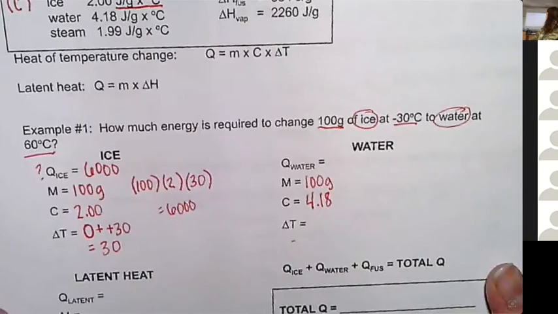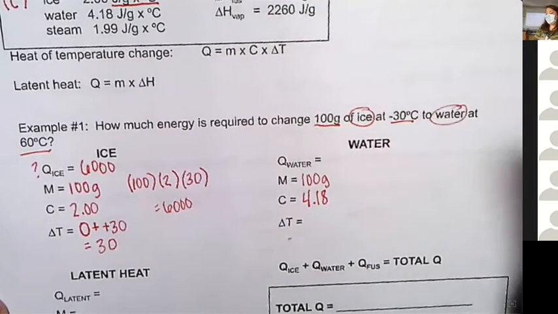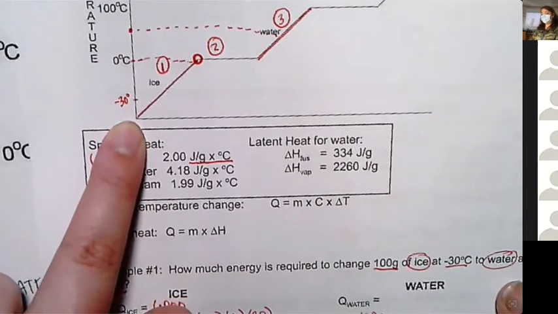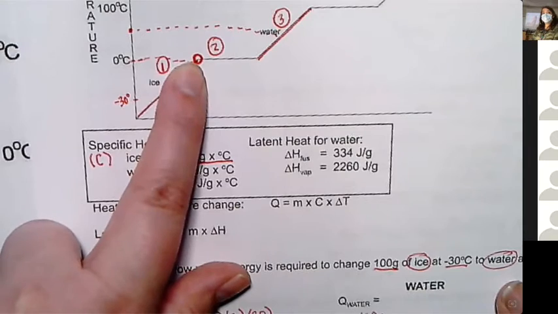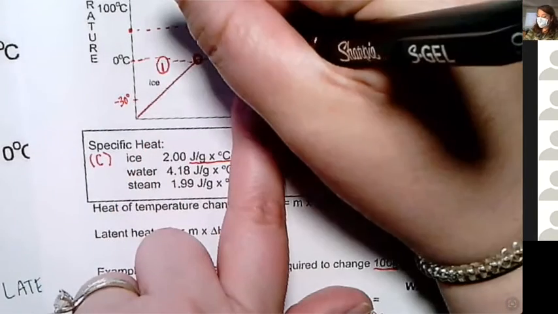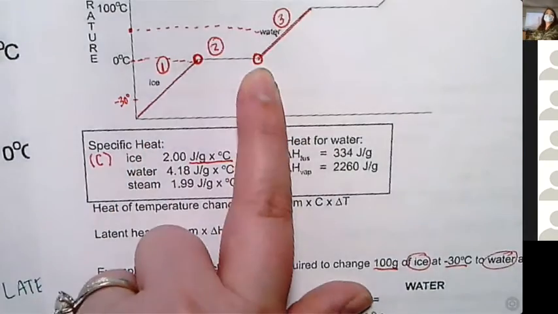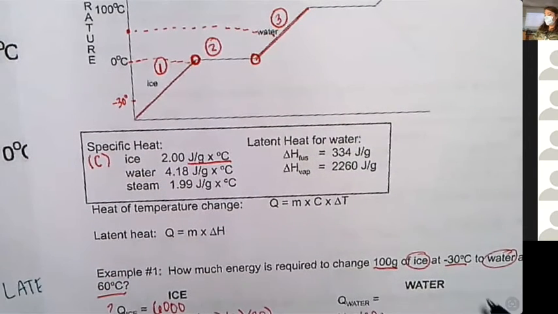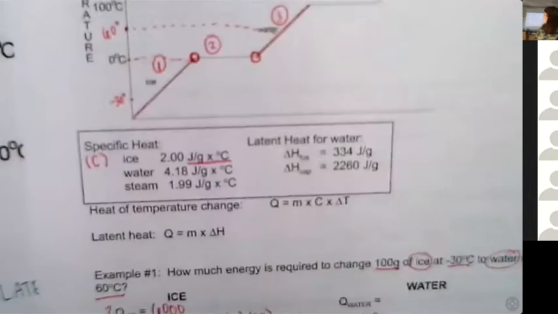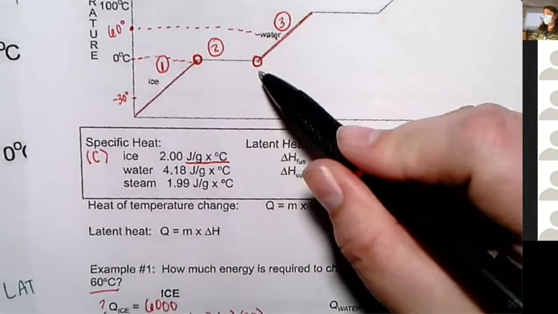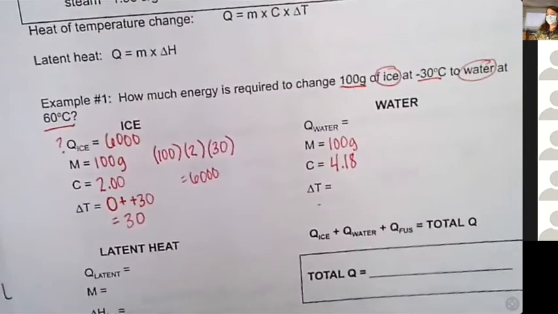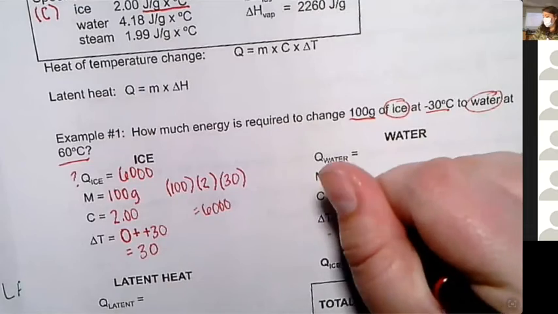Moving on. We got to find our delta T. So here's the thing. In the problem, it said we started at -30 and we ended up at 60. So when we did this one, we went from -30 to 0. Now here's where our water is. This is where water starts. So we're at 0 degrees where it starts, and then we made it all the way up to 60 degrees. So let's assume that this is 60 degrees right there. If we went from 0 to 60, our change in temperature is going to be 60 degrees. Does this make sense? Yeah? Okay. Awesome.